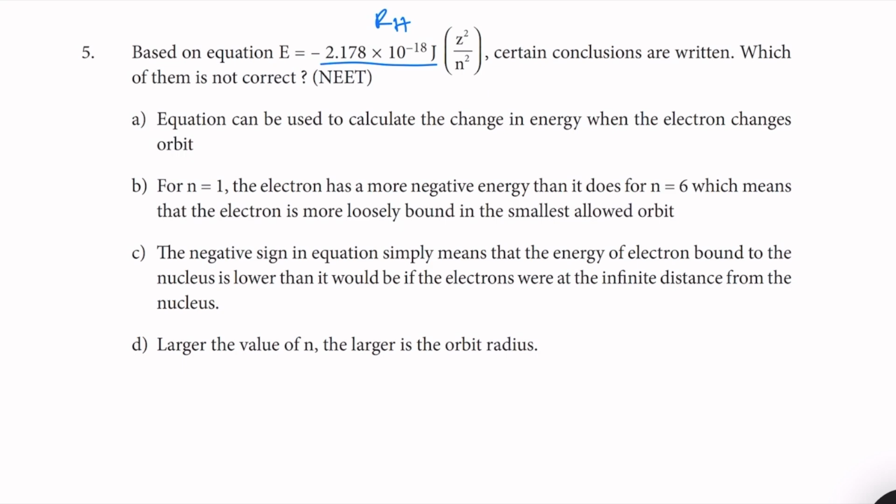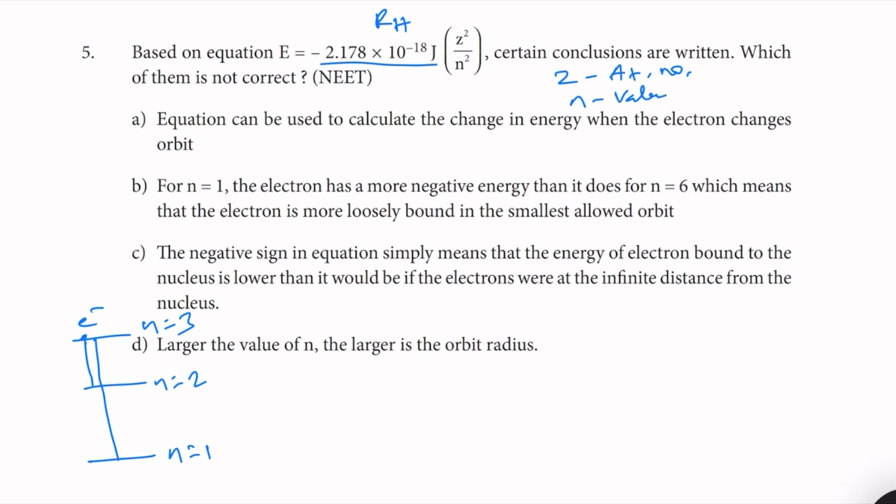The equation can be used to calculate the change in energy when the electron changes orbit. Yes, this is correct. So, when an electron goes to a higher excited state, it comes back either to a lower excited state or to the ground state. That difference we can calculate using this equation. Here Z is the atomic number and N is the value of the stationary state.